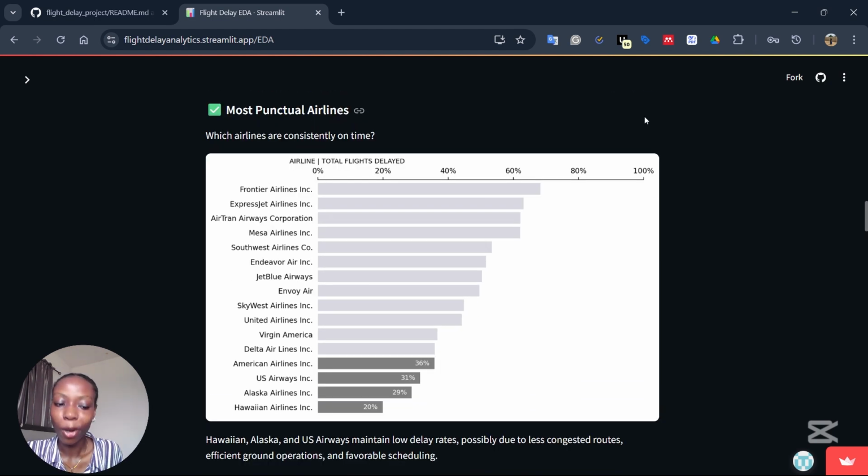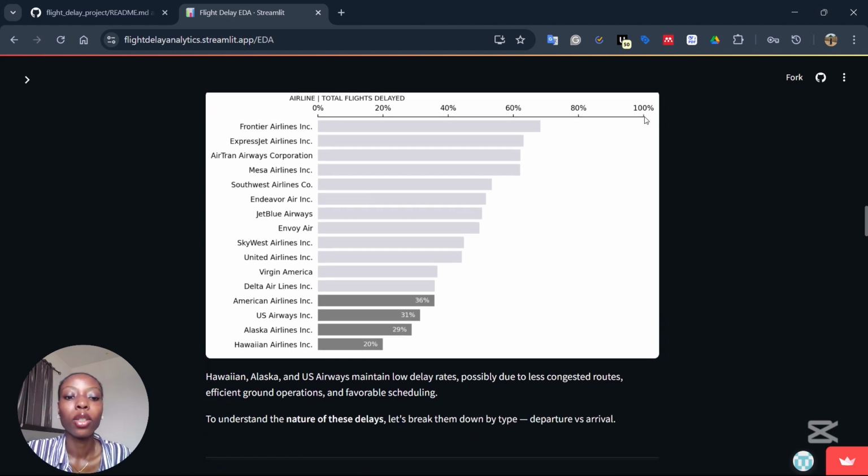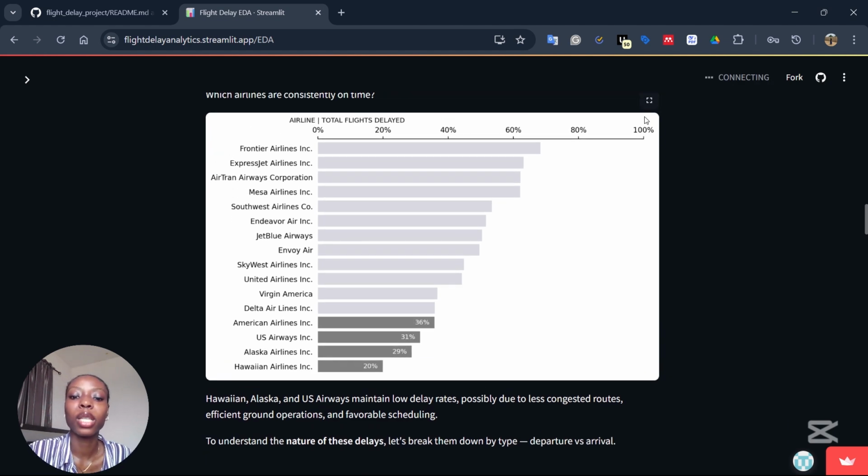Which airlines are consistently on time, you would ask? Hawaiian Airlines, Alaska Airlines, US Airways, and American Airlines maintain low delay rates at less than 40%. And this is probably due to less congested routes, efficient ground operations, and favorable scheduling. To understand the nature of these delays, let's break them down by type.